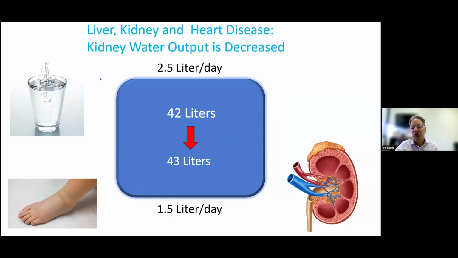Now, there are situations where the kidney cannot help to match your fluid intake, such as diseases of the liver, kidney, and heart disease. Those are situations where the kidney is not able to match your intake. And there are many patients who are drinking 2.5 liters a day, or 3 liters a day, or 4 liters a day, but the kidney can't match that, and the kidney's output is less than it should be.